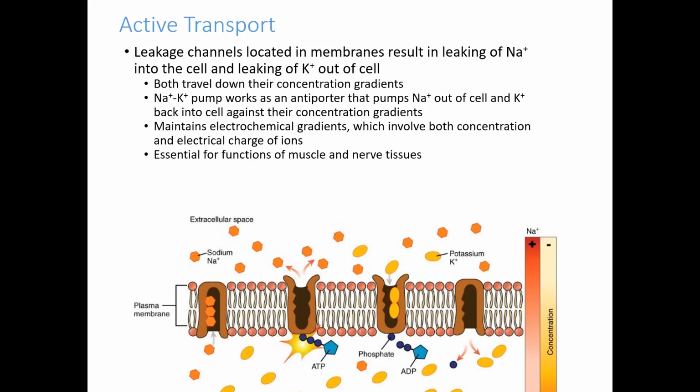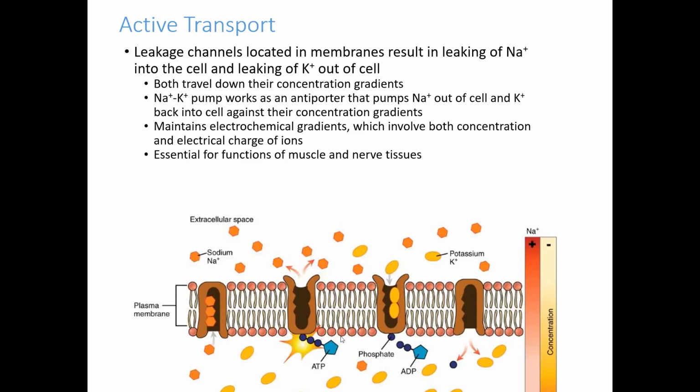Same thing applies to potassium. We've got lots of potassium inside our cells. It's leaking out because that's what it does. Whenever you have a high concentration of something, it wants to try and reach equilibrium. So potassium is going to leak out of the cell. The same pump that we use to pump sodium out can be used to pump potassium in. That's why they call it the sodium potassium pump.